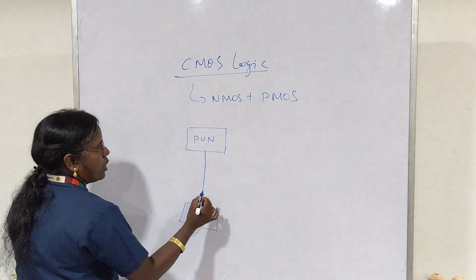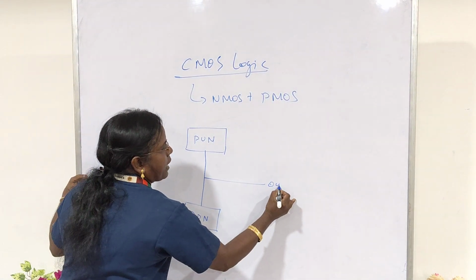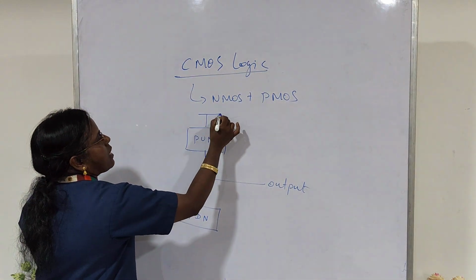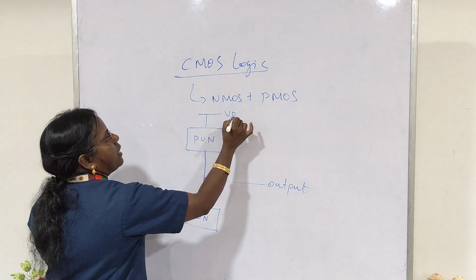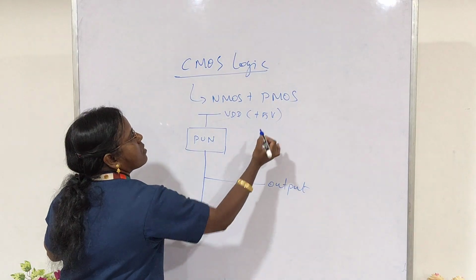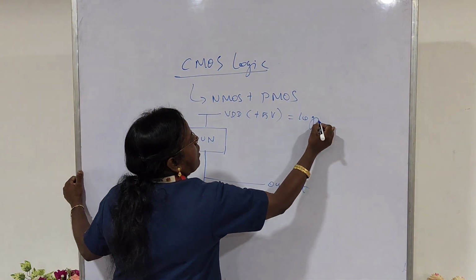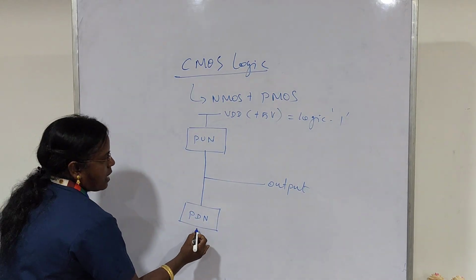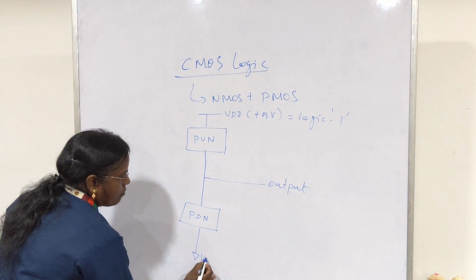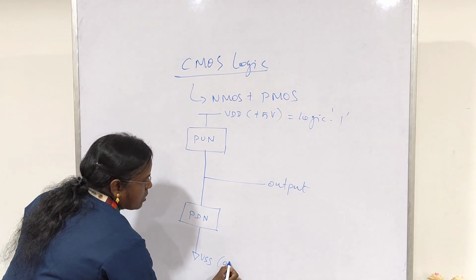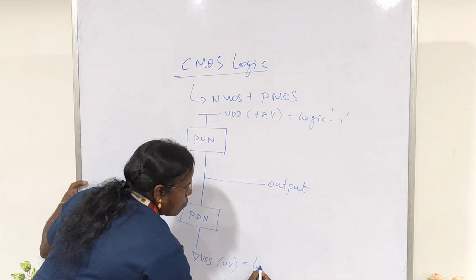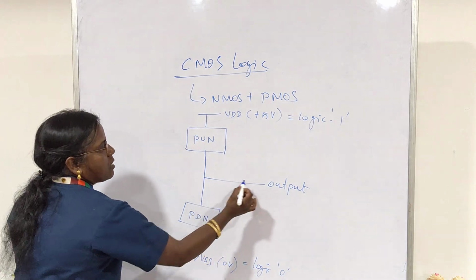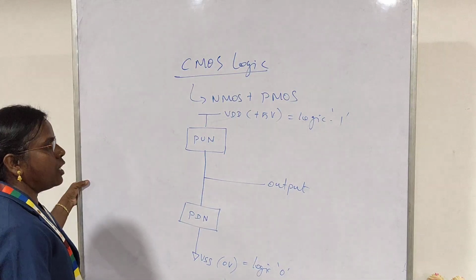Between this pull up and pull down network, we have to take the output connection, and the pull up network is connected between output and VDD. VDD is plus 5 volts, which is equivalent to logic 1. And the pull down network is connected between the ground terminal VSS supply rail, which is equivalent to 0 volts, which is equivalent to logic 0 in digital. And between this VSS and output, we can connect the pull down network.